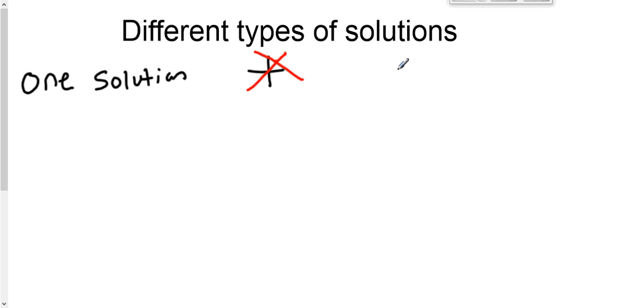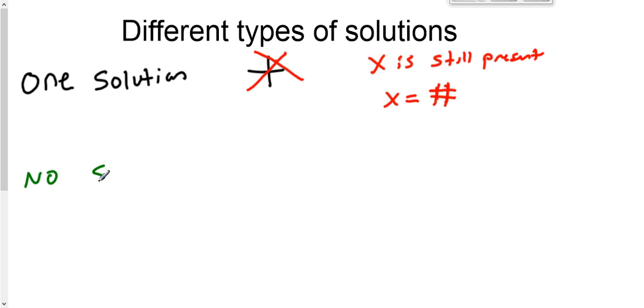In the example, at the end of the problem, x is still present, and x is equal to some sort of number, be it a whole number, a fraction, a decimal, pi, whatever, what have you. It's equal to something. X is still there, and it's equal to a number. The next type of solution is called a no solution.